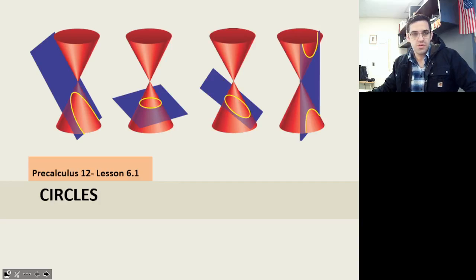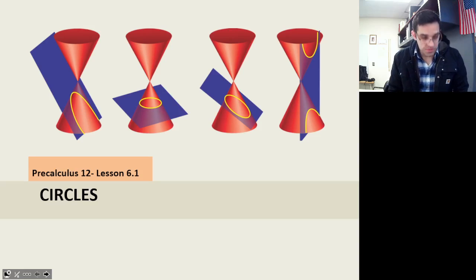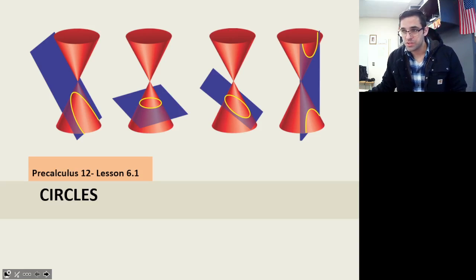Alright, so this is Unit 6, Lesson 1 of our Pre-Calc 12 class. Unit 6 is called Conics. Lesson 1 is called Circles. Circles is our first example of a conic. And we'll explain more about what conics are in general in our next class together, which for us will be in 2 days.